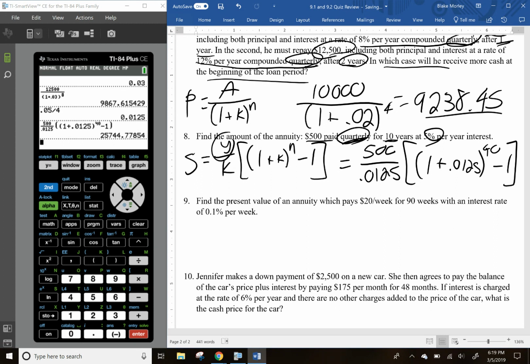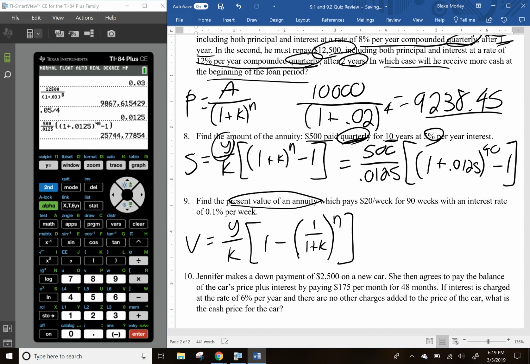That's all. Number 9, find the present value of an annuity which pays $20 per week for 90 weeks with an interest rate of 0.1% per week. So present value of an annuity, it's a different formula. That formula is V equals Y over K, and then it's 1 minus 1 over 1 plus K to the N power. I think it's just that. Yep. So present value of an annuity, it says it right there. That's how I knew which formula it was.